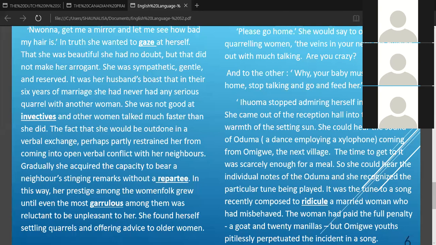Please go home, she would say to one of the pair of quarreling women. The veins in your neck are bulging out with much talking. Are you crazy? And the other, why, your baby must be crying at home. Stop talking and go feed her.